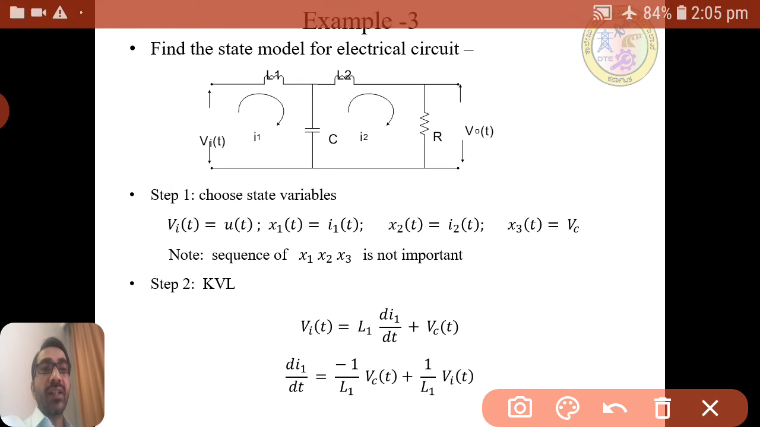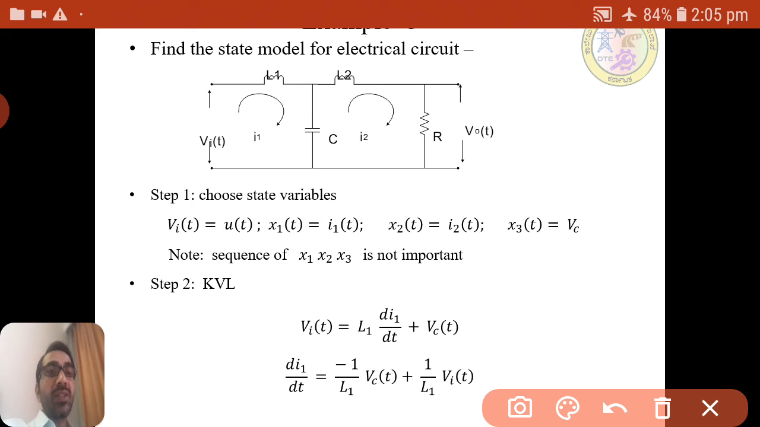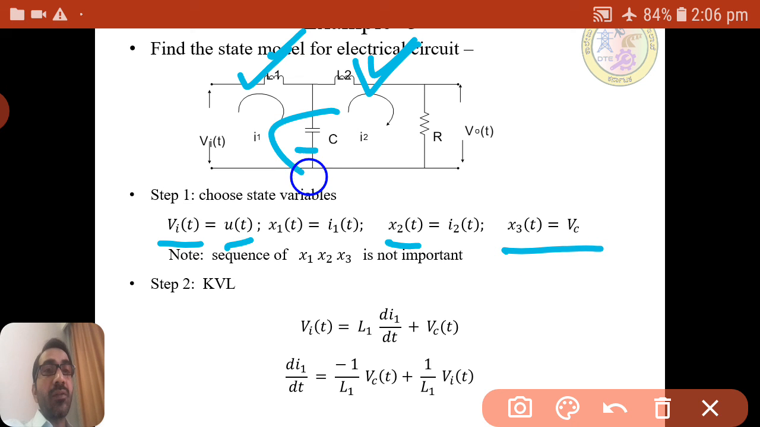So let us move on to the third example. Here we again have two loops, and first we need to consider how many state variables there are. If you consider this particular circuit, there are two inductors and one capacitor. Okay, so there will be three state variables. So v of t is equal to u of t, x1 of t is equal to I1 of t, x2 of t is equal to I2 of t, and x3 of t is equal to Vc, that is the voltage across the capacitor. As there are three storage elements, there will be three state variables.